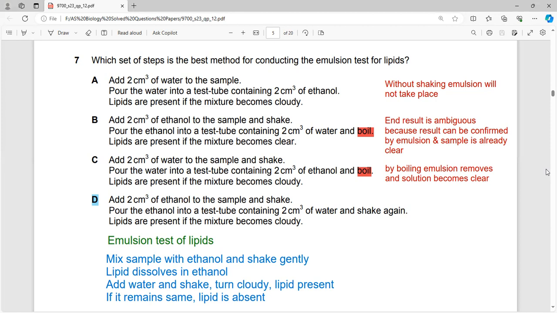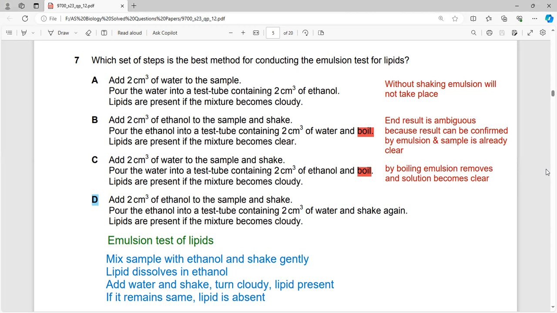So C, add the 2 cm³ of water, and then once again shake the sample. There's boiling involved here. By the boiling, the emulsion will be removed, and the solution will become clear once again. So that's why that's a wrong option. The correct option is coherent with the given procedure.